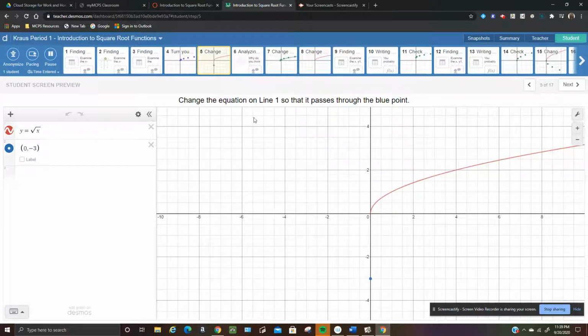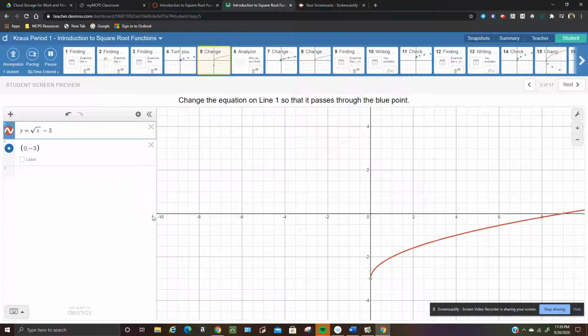Change the equation on line 1 so that it passes through the blue point. So if we wanted to move this graph down 3, then we would subtract 3 here. And now that changes the vertex of the square root graph to 0, -3. We call it the endpoint. So we change the endpoint from 0, 0 to 0, -3 by subtracting 3. That moves the whole graph down 3 units.